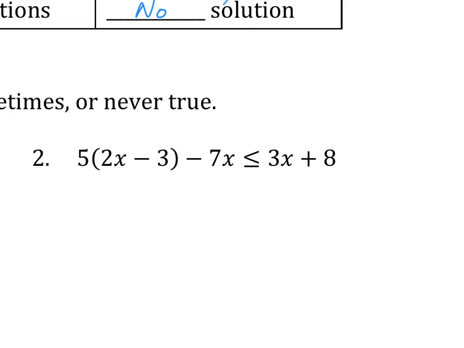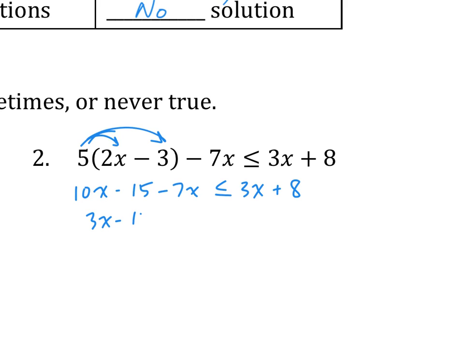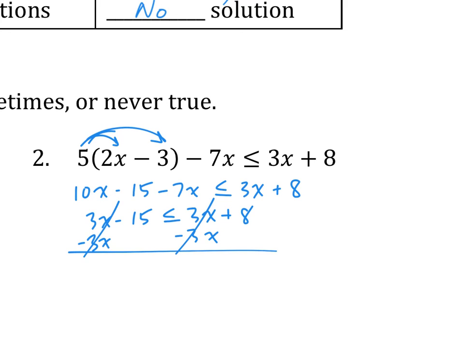Okay, let's try number 2. So same thing here. This left-hand side is pretty complicated. It's better if I just distribute and simplify that. So that is 10x minus 15 minus 7x less than or equal to 3x plus 8. So combine like terms on the left. So 10x minus 7x, that is 3x. And then we still have that minus 15 less than or equal to 3x plus 8. Subtract 3x on both sides. X's cancel out. -15 less than or equal to 8.